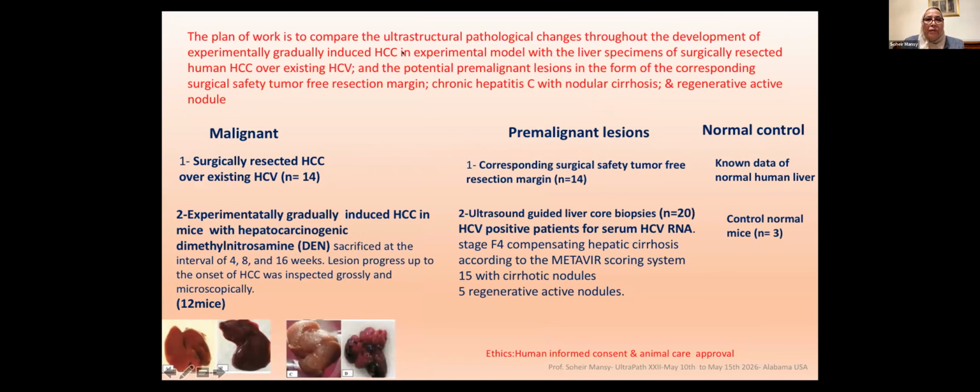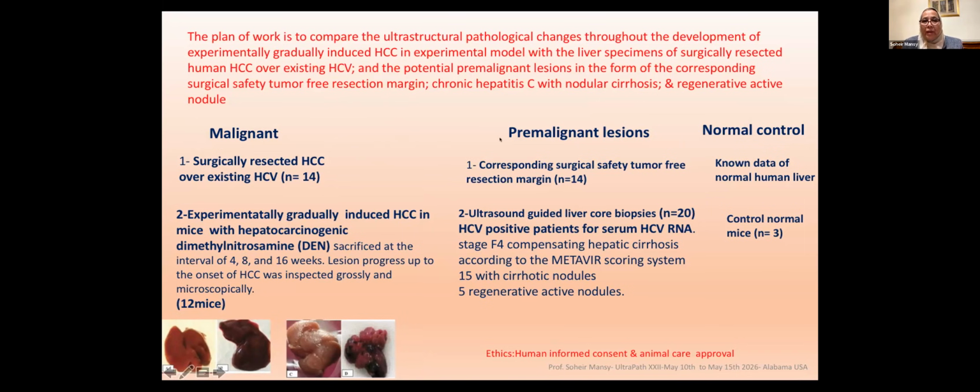The plan of this work focused mainly on the comparison between the development of experimentally gradually induced HCC in mice using dimethylnitrosamine, where groups of mice were sacrificed at the intervals of 4, 8, and 16 weeks, and compared with liver specimens of surgically resected HCC over existing HCV.